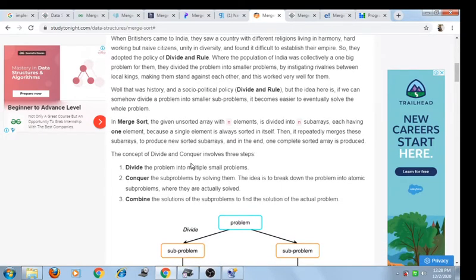The concept of divide and conquer involves three steps: divide the problem into multiple small problems, then conquer the subproblems by solving them. The idea is to break down the problem into atomic subproblems where they are actually solved, and combine the solutions of the subproblems to find the solution of the actual problem. This is the methodology. So in merge sort, the problem is divided into two sublists in every iteration. Hence, the efficiency is increased drastically.